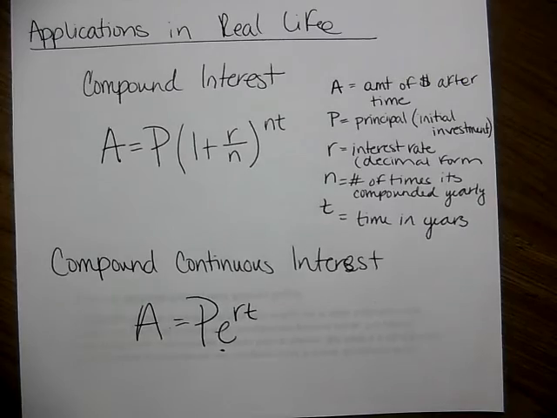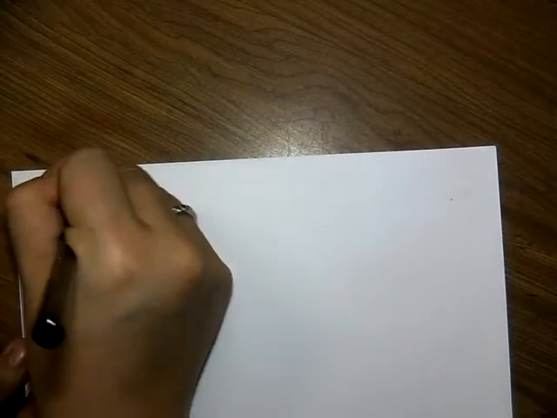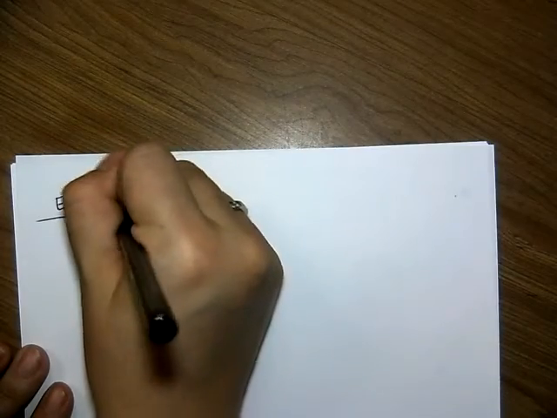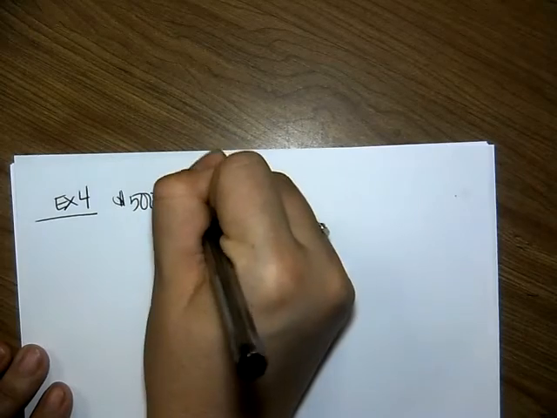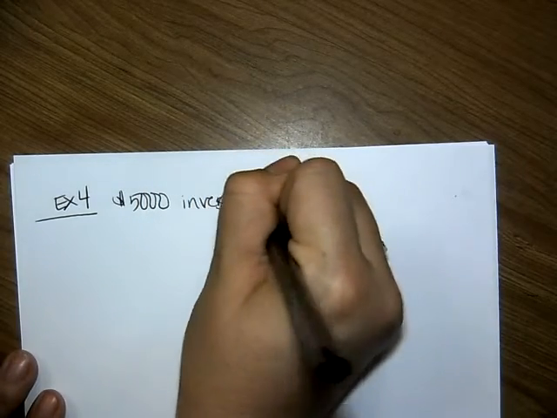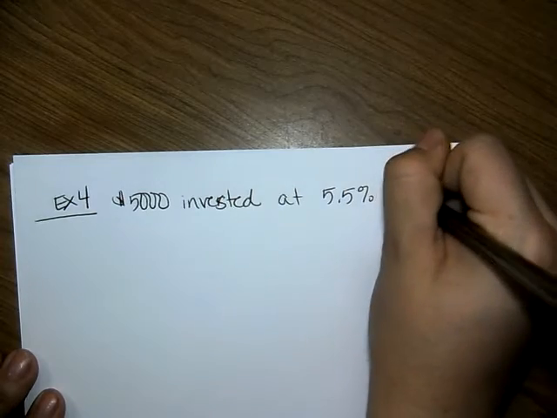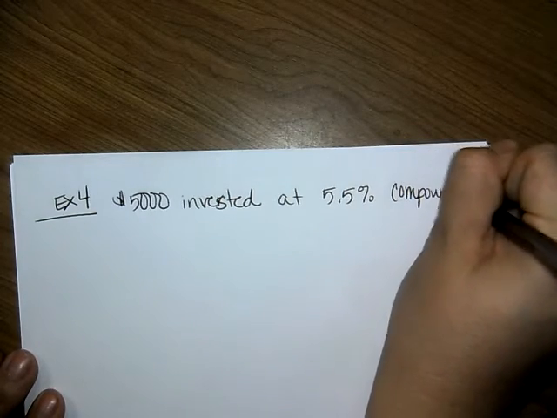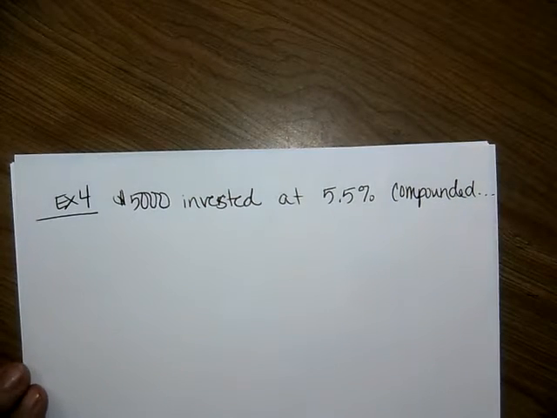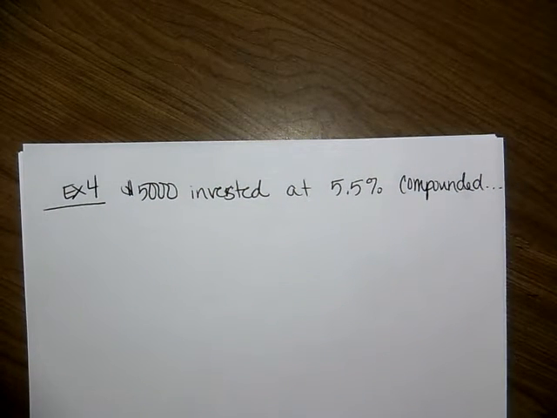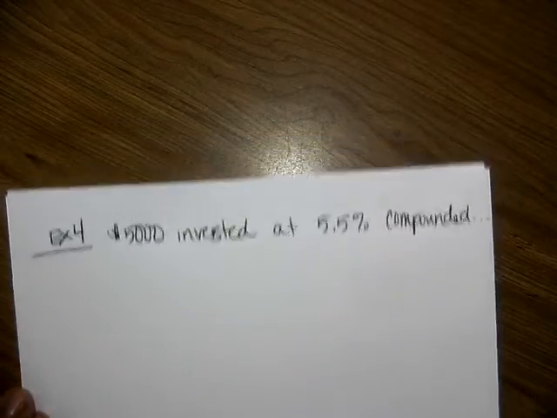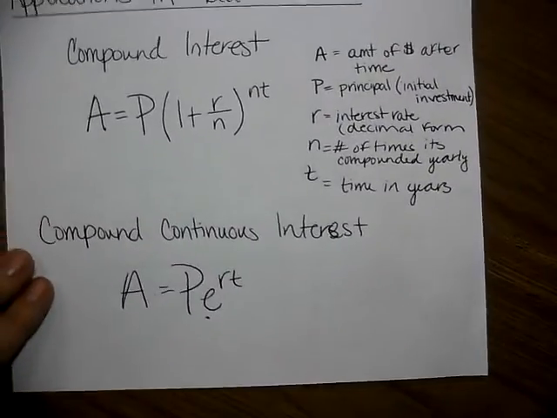Ready to do an example? Of course you are. So, example 4. Let's say we have $5,000 invested at 5.5%, and we're going to compound it, and we're going to talk about a few different things here. Before we do this problem, we need to go back and talk about some wording, though. So let's take a look at this again.